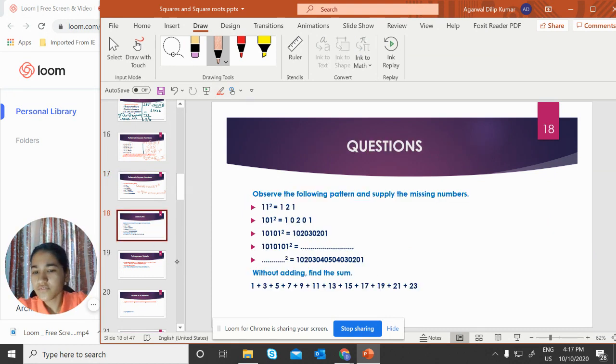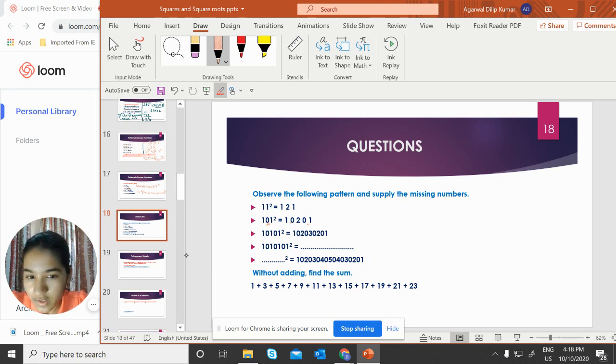So shall we solve a few questions so that you get clear with it? Observe the following pattern and supply the missing numbers. I tell you that patterns are not to be learned by heart or mugged up. They are basically to understand, like logical reasoning. 11 square is 121. 101 square is 10201. See, if 1 comes here, we add 2 zeros in between. If 2 squares, then it will be 3, 2, 1.